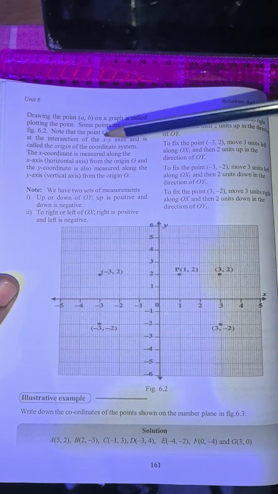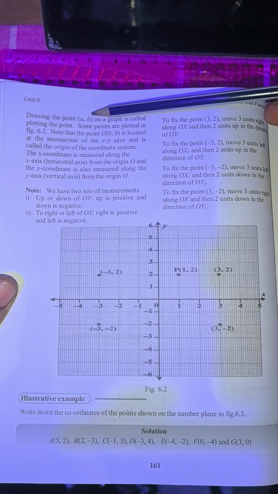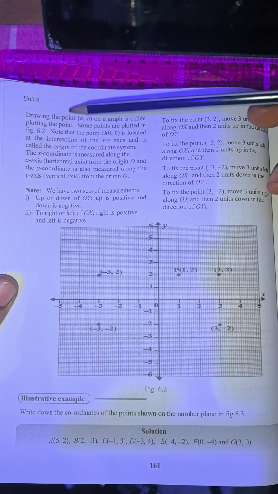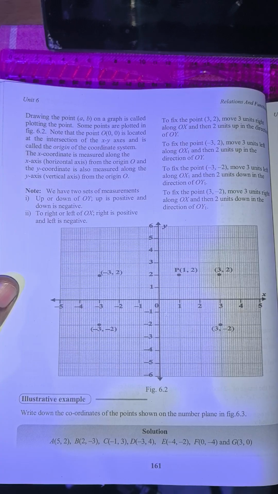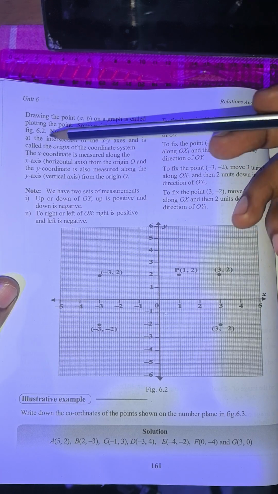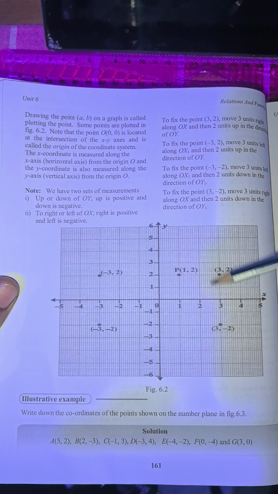So now, moving back to the page, we are moving on. Drawing the points A and B, that is XY, on a graph is called plotting the points. So that is what's in a question. They will ask you to plot A and B, or plot X and Y on the graph. So some points are plotted, right? Some points are plotted in figure 6.2. This is the diagram that we are talking about. So be watching here when I refer to this.